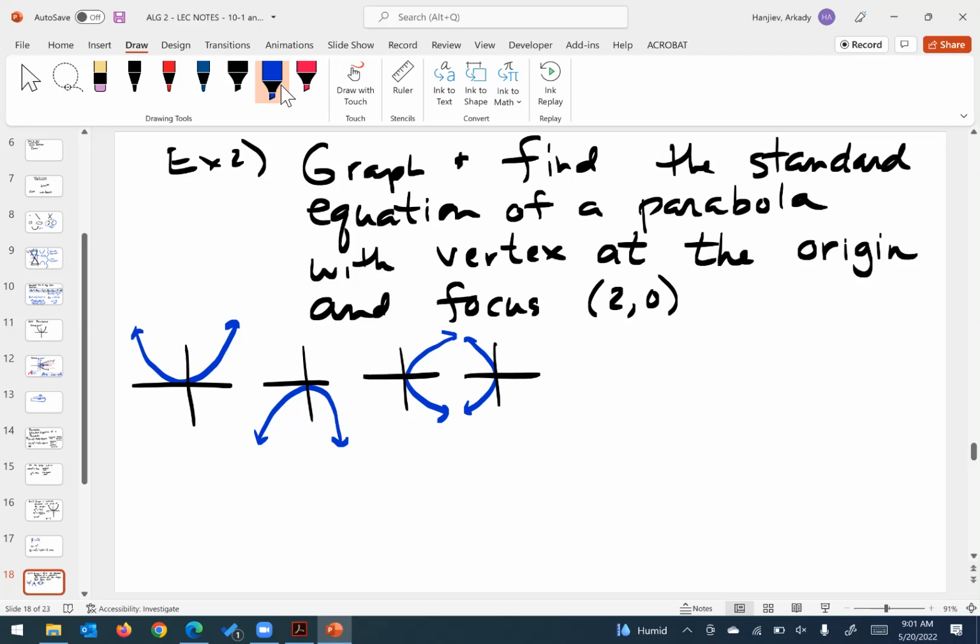Screw the line. It's done. The one going, it's the one going that way, right? Because the focus is (2, 0). Oh, awesome. Okay. 1, 2, 3, or 4? 3.